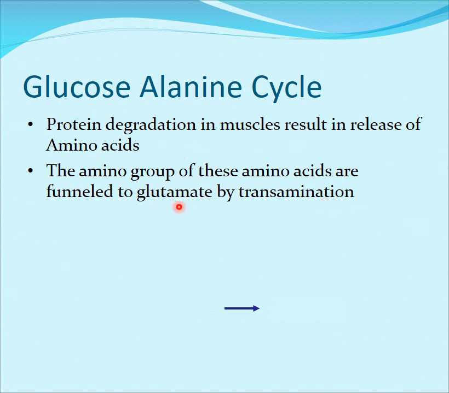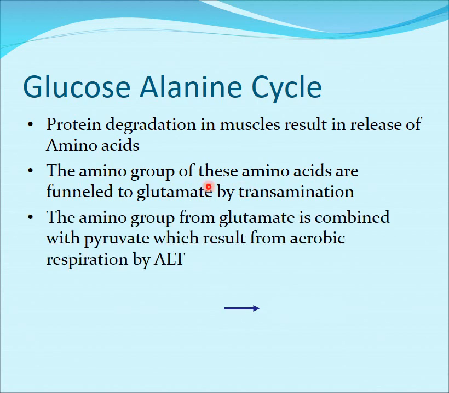Why? Because glutamate is an acidic amino acid. So rather than transport glutamate directly, glutamate is converted into alanine by ALT. The amino group from glutamate is combined with pyruvate, which is produced in aerobic conditions in the muscle, only in aerobic. In non-aerobic conditions there will be no pyruvate; we know there is lactate. So this glucose-alanine cycle only functions in aerobic conditions. The amino group of glutamate is combined with pyruvate, resulting from aerobic respiration, by ALT.